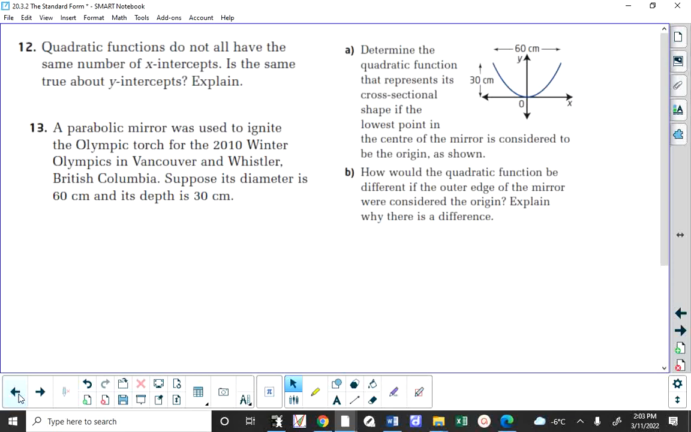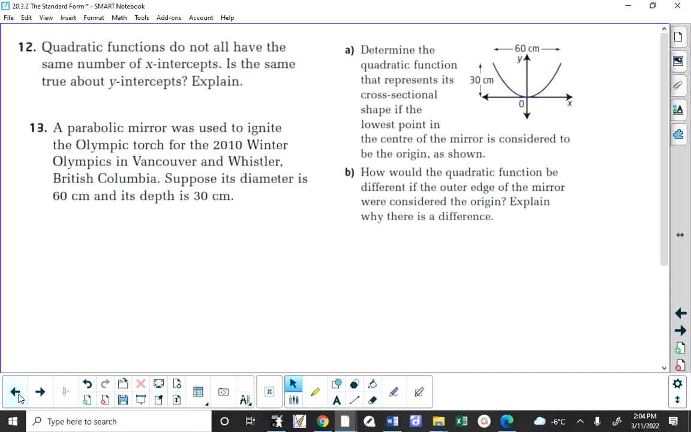If you've ever looked at a satellite dish, there's an arm out in front. It's got that sensor on it. That's where all of the information goes and, through magic, turns into a picture on your television. Okay. This happens to be a mirror, and there's the cross section of it. It says, how would the quadratic function be different if the outer edge were considered the origin?